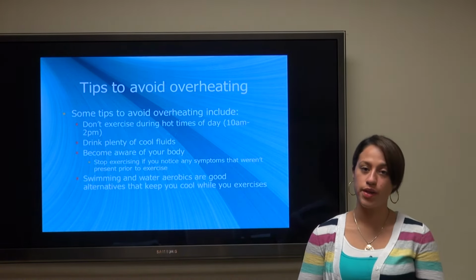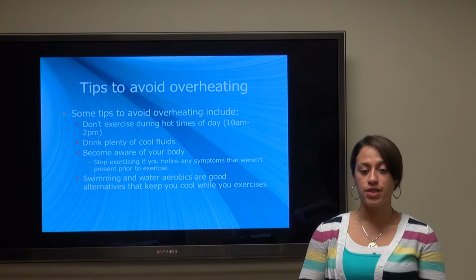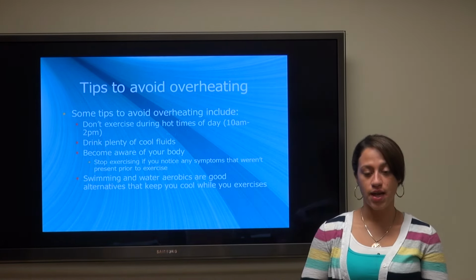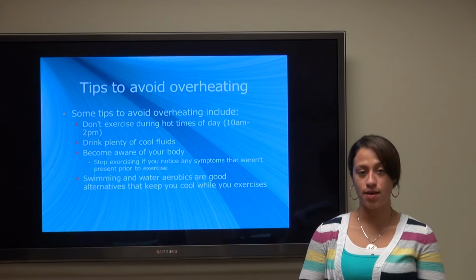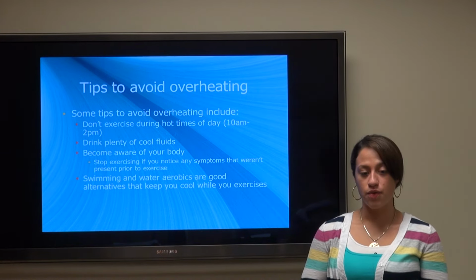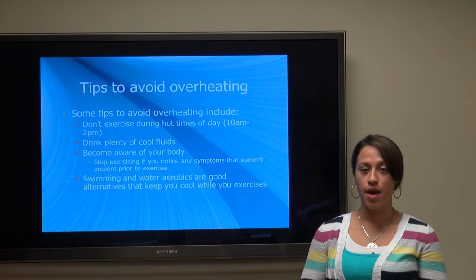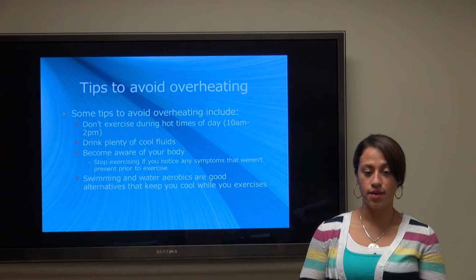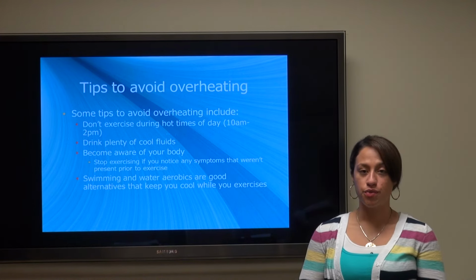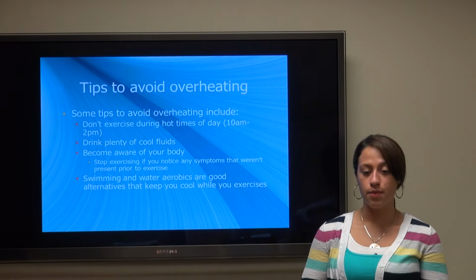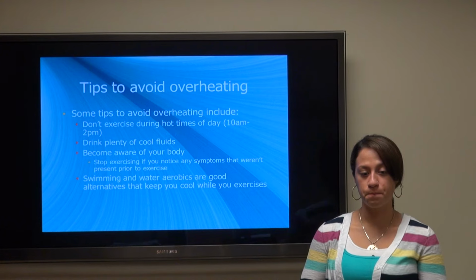So some tips on ways to avoid overheating is to not exercise during hot times of the day, so typically between 10 and 2. Make sure to drink plenty of cool fluids, and ideally become aware of your body. So stop exercising if you notice any symptoms that were not present before exercise. Swimming and water aerobics are really great alternatives to help keep cool while you do exercise.